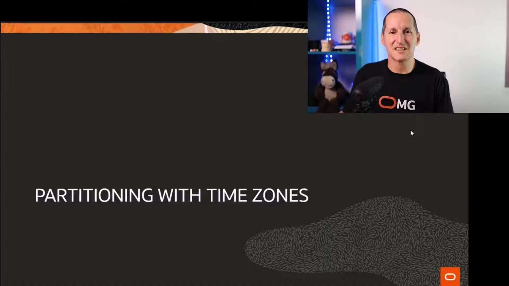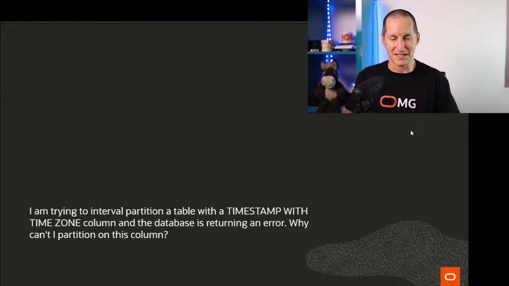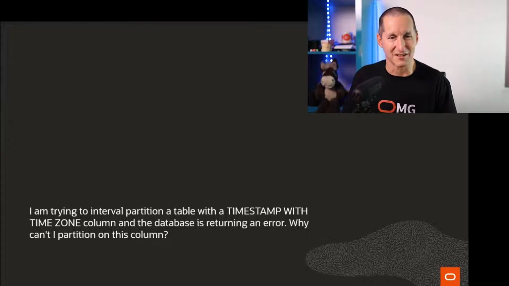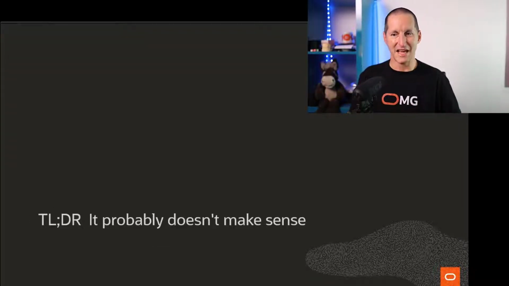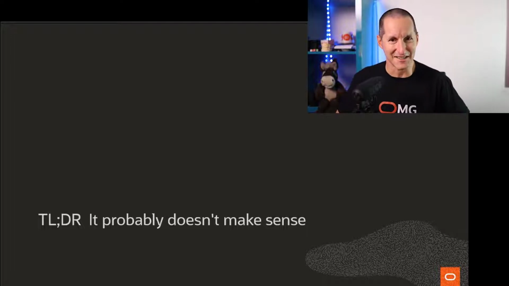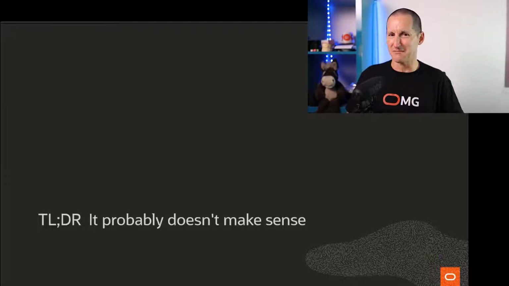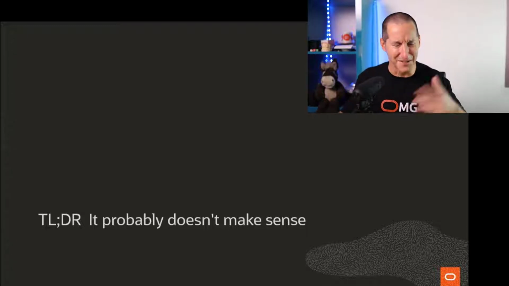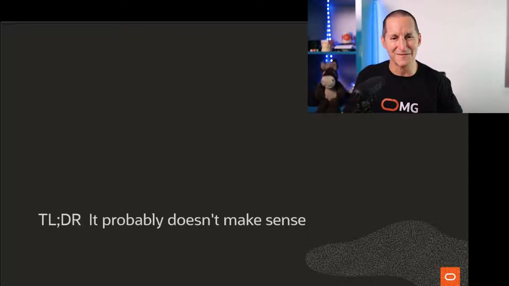Partitioning with time zones. Here's the question that came in. I'm trying to interval partition a table with a timestamp with time zone column, and the database is returning an error. Why can't I partition this column? And the too long didn't read answer to this is it probably doesn't make a lot of sense to do so. Now, that's a bit of a flippant sort of dismissal of this question, and I don't mean to offend.